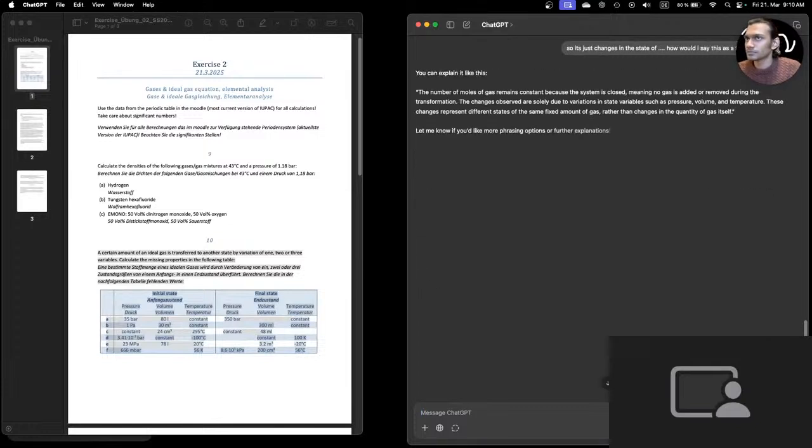Okay, so from the question, it said that the ideal gas just undergoes changes in states of matter. These changes represent different states of the same fixed amount of gas. I've got 40 minutes. Come on.